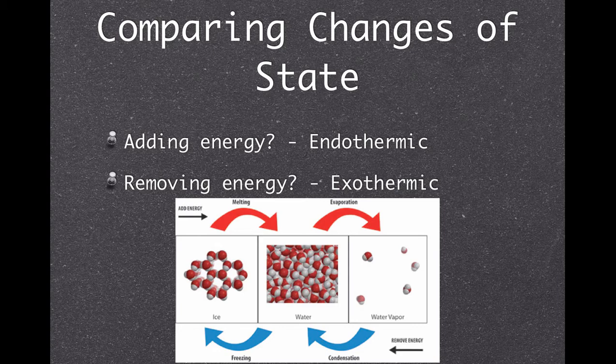If I'm going to go in the opposite direction, say going from a water vapor to water liquid, that's condensation. Therefore, I'm removing energy, and that's exothermic. Again, if I'm going from the liquid water to ice, I'm removing energy through the process of freezing. Again, exothermic.